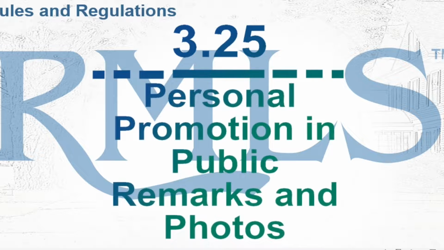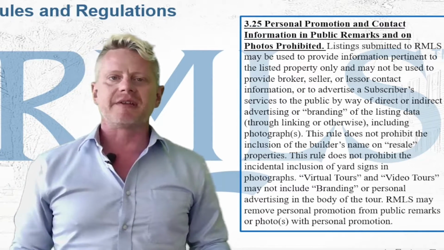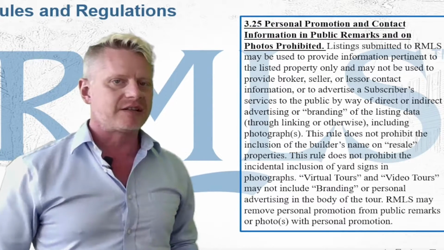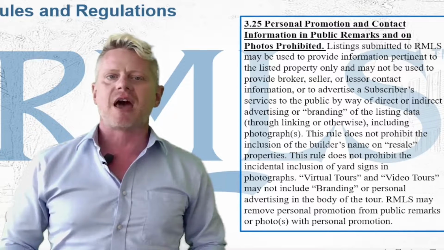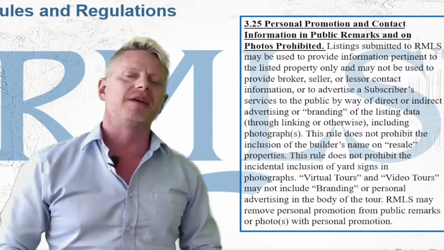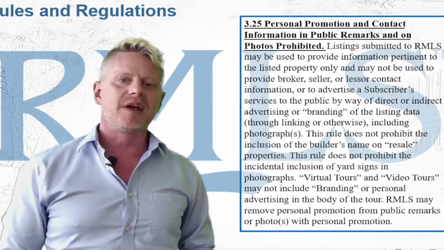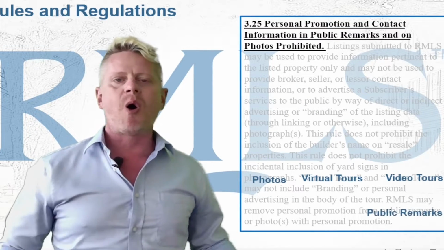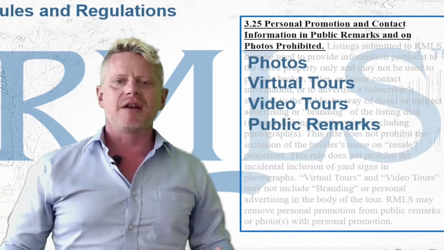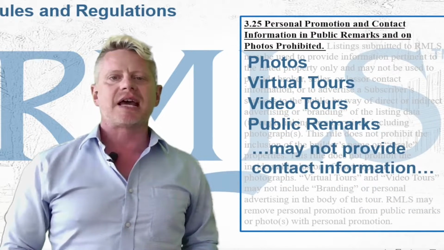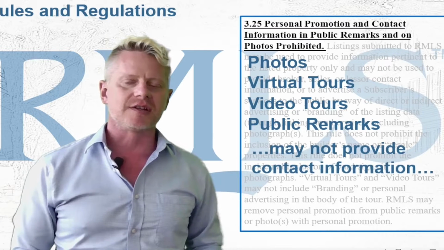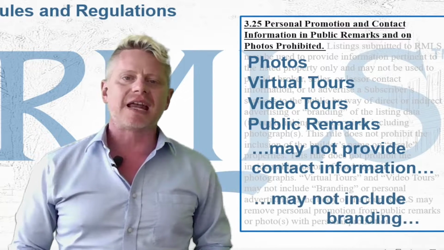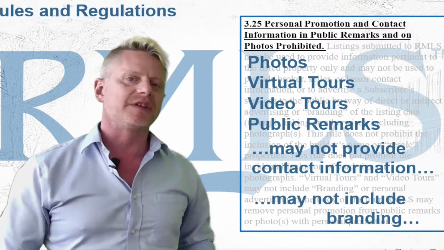Next, we have Rule 3.25, which is talking about personal promotion in public remarks and photos. And more specifically, that personal promotion and contact information in public remarks and photos is prohibited on RMLS Web. This includes photos, video tours, virtual tours, or all public remarks. None of these may include any contact information of the listing agent. They may also not contain any personal branding of the listing agent.